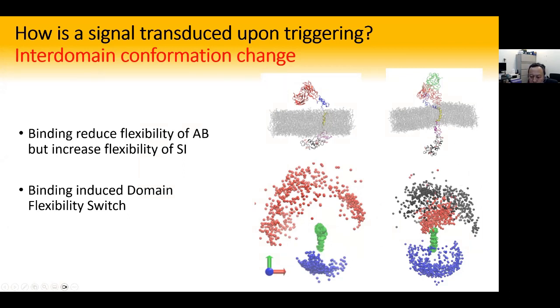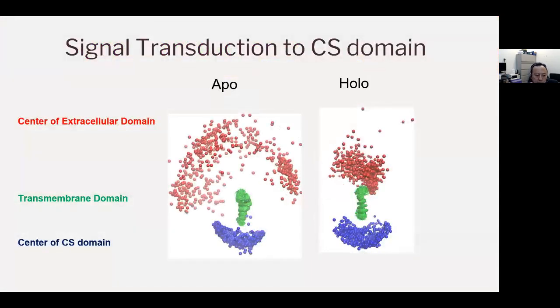But when you bind, we use this black dot to refer to the antigen. Now it's fixed, and this is moving around. So that might be the maximum for the signal domain to sense the antigen.